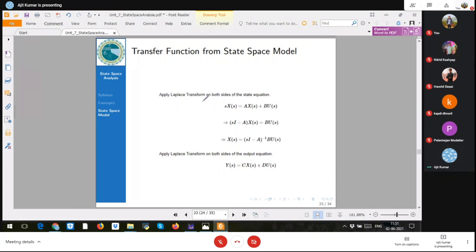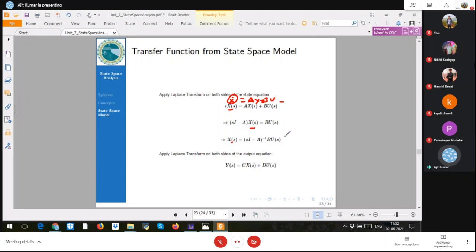Let's apply Laplace transform on both sides of the equation. So here x dot equals Ax plus Bu. When we applied Laplace on this, it becomes s times X(s), because it's a differential operator, equals A times X(s) plus B times U(s). Now just separate it out for X, then it becomes (sI minus A) times X(s) equals B times U(s). Now X(s) will simply be (sI minus A) inverse, which comes here, B times U(s).